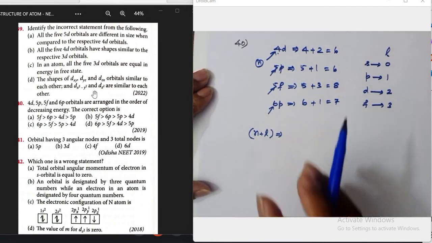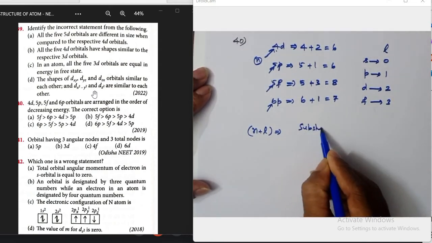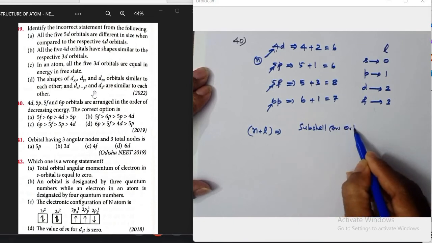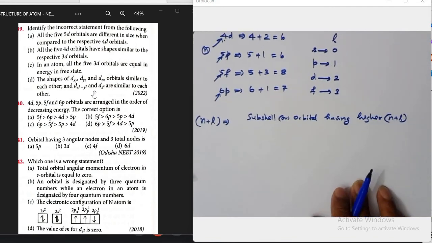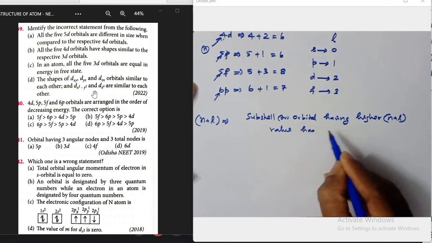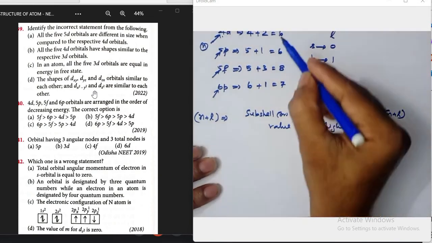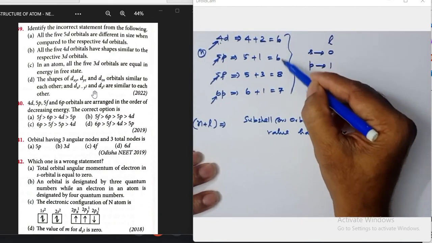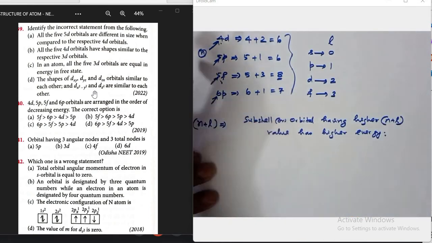If n plus L is high, that orbital or subshell has higher energy. So the subshell or orbital having a higher n plus L value has higher energy. Very simple. So tell me, among these which one is highest? 6, 8, 7. Which one is the highest value? 8. 8 corresponds to which orbital? 5f orbital.